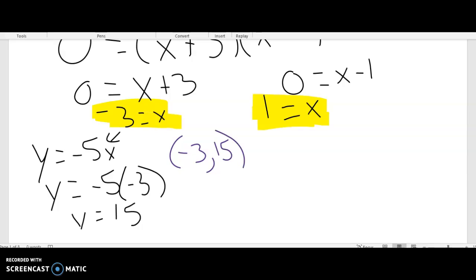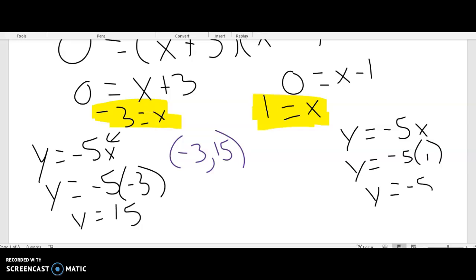Now let's do it again over here with the other solution that we got. So we have that x equals 1. So again, y equals negative 5x. Let's plug in 1 everywhere we see x. So negative 5 times 1, we've got y equals negative 5. So our next solution is going to be when x is 1, y is negative 5.